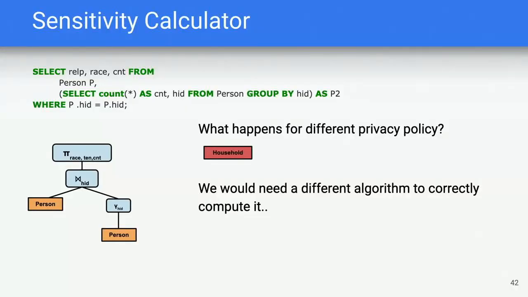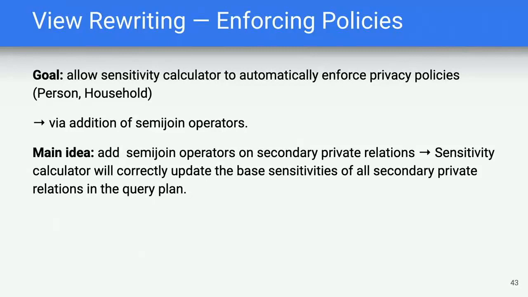And one problem here with this sensitivity calculator is what happens if we change the privacy policy? What happens if now person from red becomes orange, right? It becomes a secondary private relation. If you run the algorithm like this here, we'll get 0, okay? And we don't want to get 0. It would be wrong. So we either need a different algorithm, a different sensitivity calculator to run for every different policy, and maybe if you have only 2 policies, this is okay, but in the general case, it's not okay, or you can automatically enforce policies, okay?